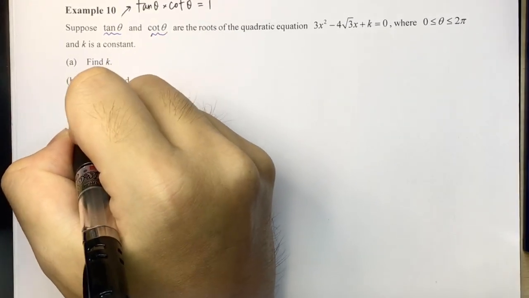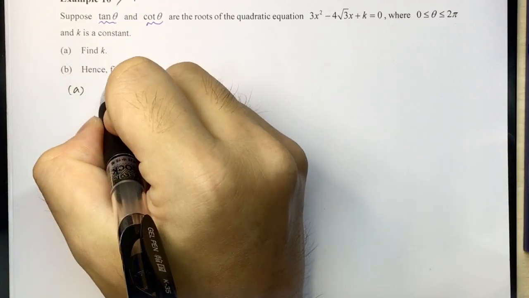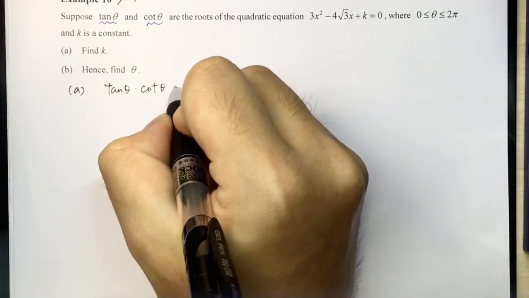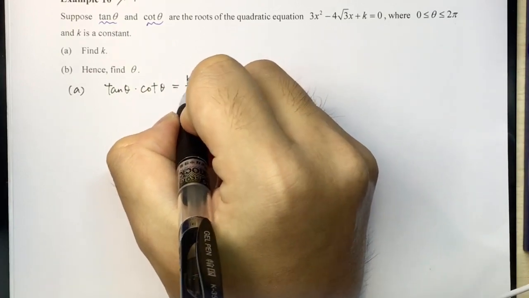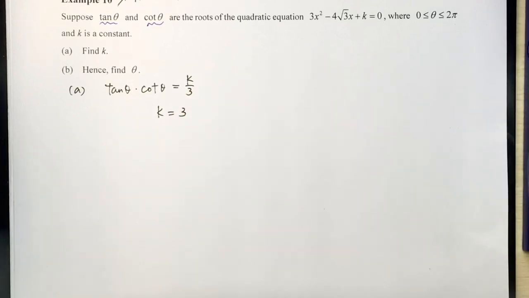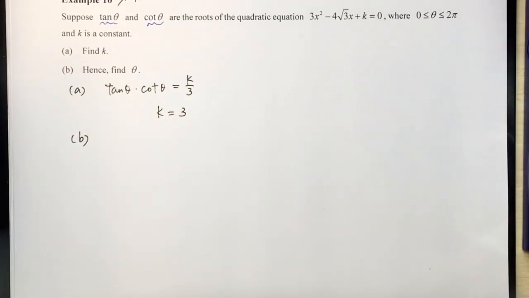So for part A, we know that the product of roots is tangent theta times cotangent theta, which is k over 3. And that is k equals 3. And part B, hence find theta. That means you just need to make use of the fact that k is 3 to get the result.